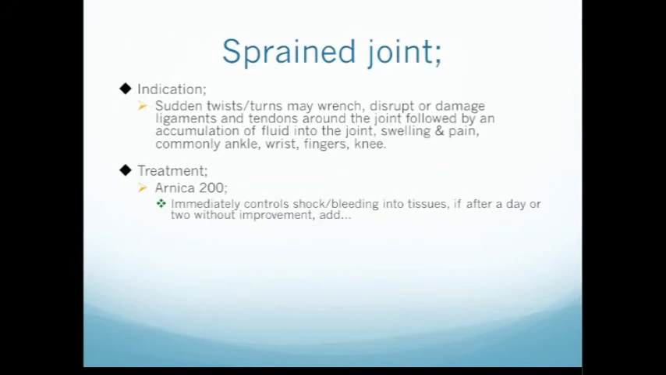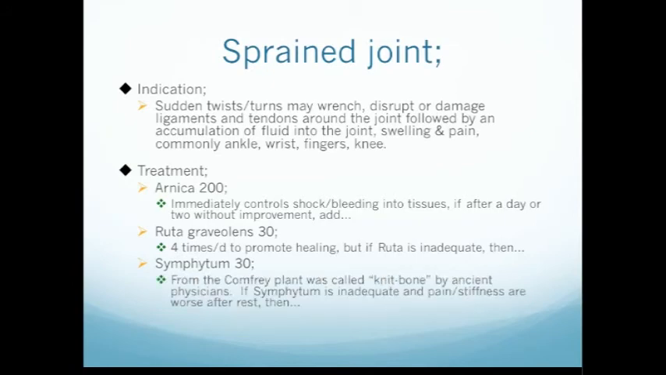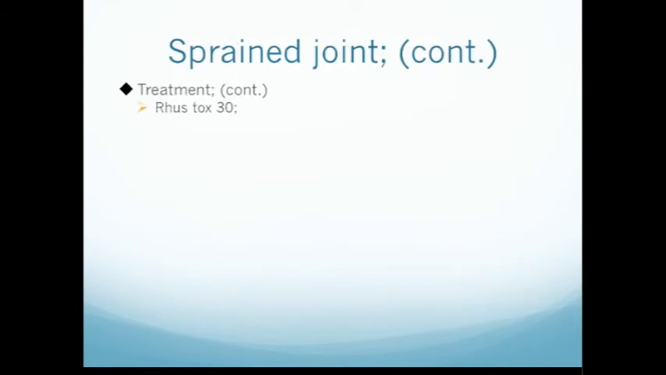If after a day without further improvement, add to that Ruta graveolens 30, 4 times a day to promote healing. But if Ruta is inadequate, then Symphytum 30 can also help. This is derived from the comfrey plant that was called knitbone by ancient physicians. If it's inadequate and pain and stiffness are still not getting better, then consider Rhus tox 30 given every 6 to 8 hours.